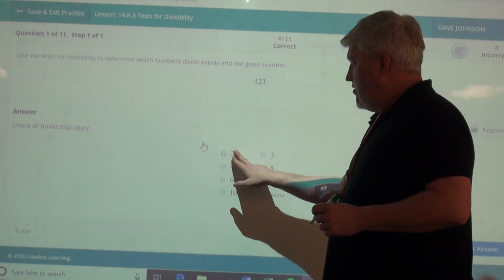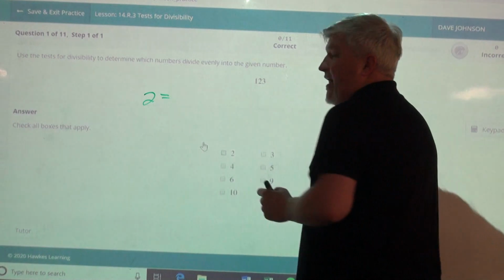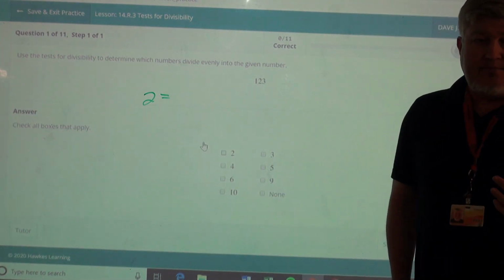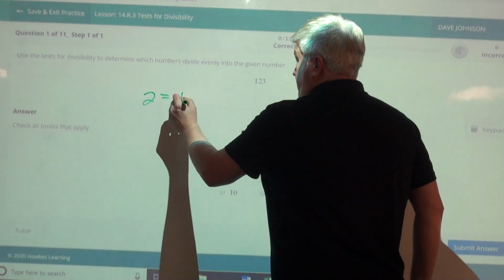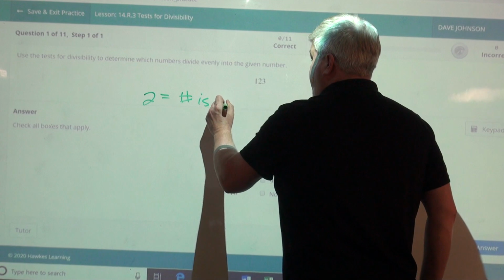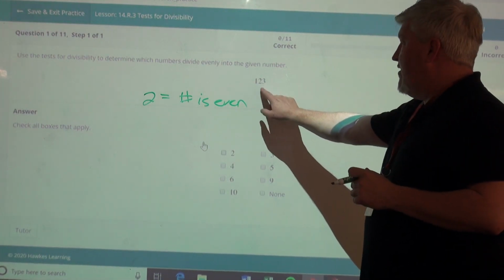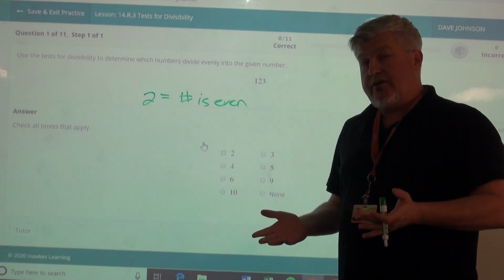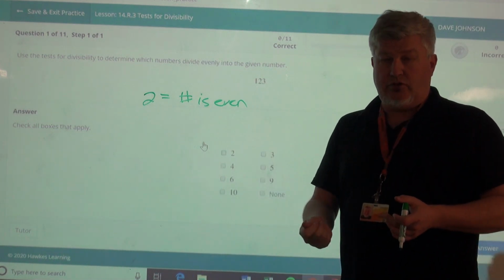Number 2 is the easiest one. For 2, I would suggest you write these down so you have these in your notes. A number is divisible by 2 if the number is even. Very easy. So in this example, this first question, the number is 123. Is that an even number? It is not. It ends in a 3. So it is not divisible evenly by 2.